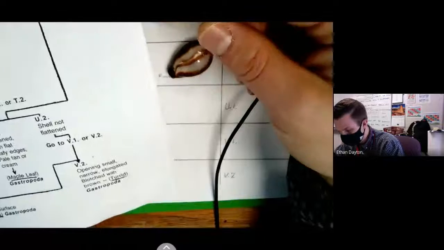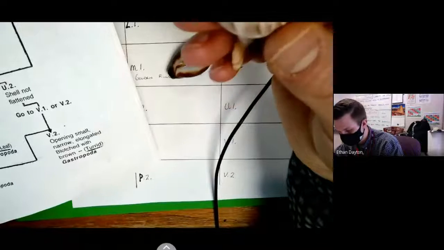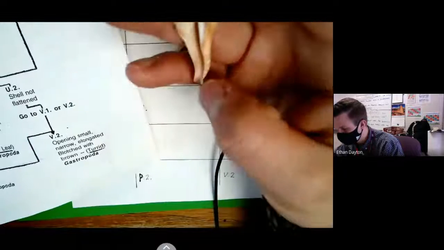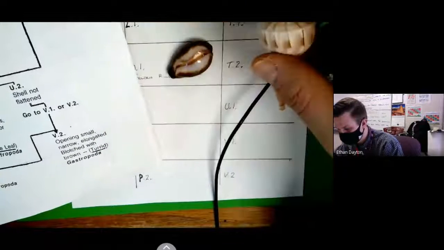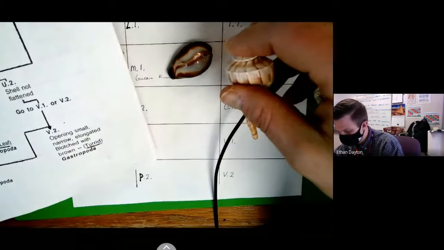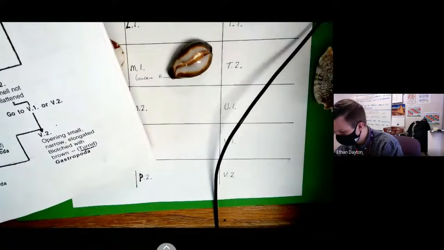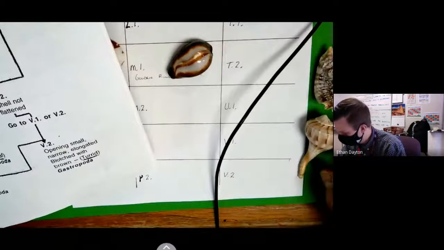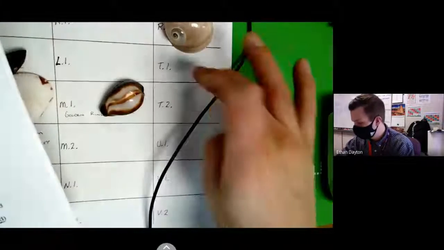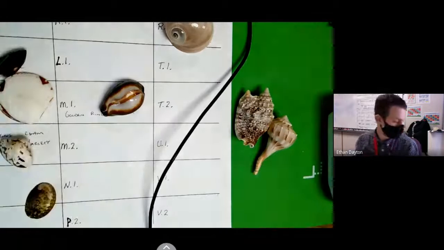Now, this is again where I need to compare it to other shells. So this again could be T1, T2, U1, V1, or V2. So I'm going to put it over here. It's going to be one of those five. T1, T2, right? And then we'll have to look at those in a little bit. Okay, next one.